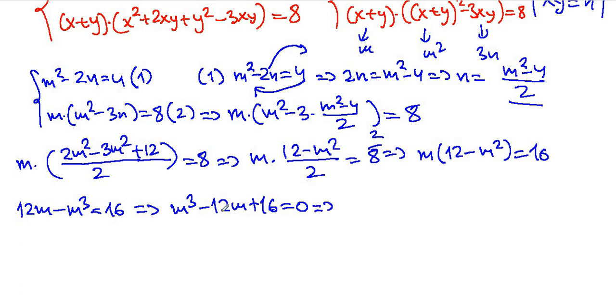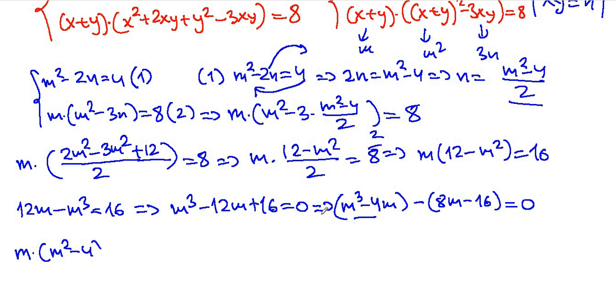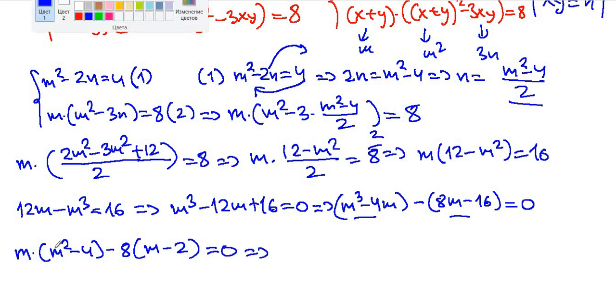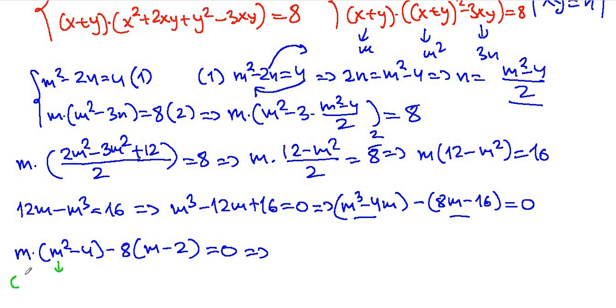So I can now split minus 12m as follows: m cubed minus 4m, let me group like this, and minus 8m and minus 16. This is going to be equal to 0. Now, from the first bracket, if I factor out m, then I have m times m squared minus 4. And from the second bracket, I can factor out 8, to have m minus 2. So this is going to be equal to 0, and we see that m squared minus 4 is factorable by using the following formula.